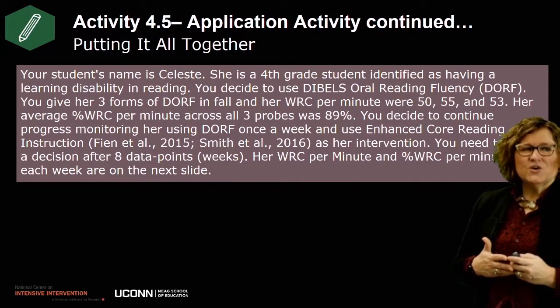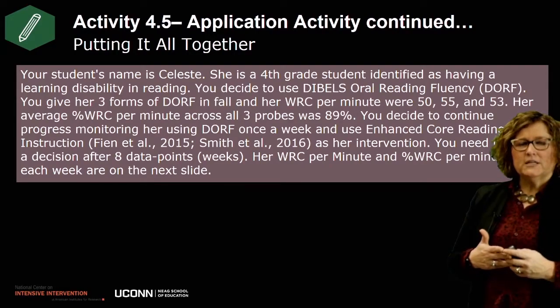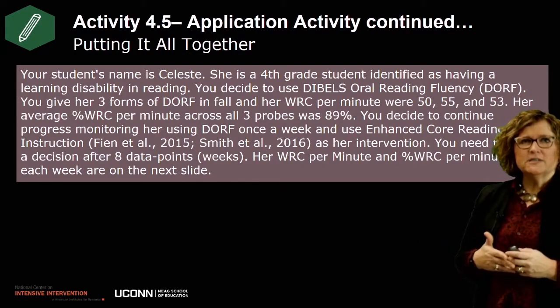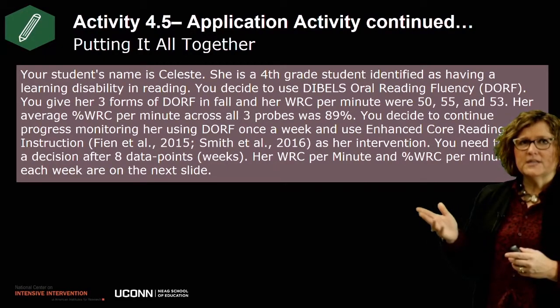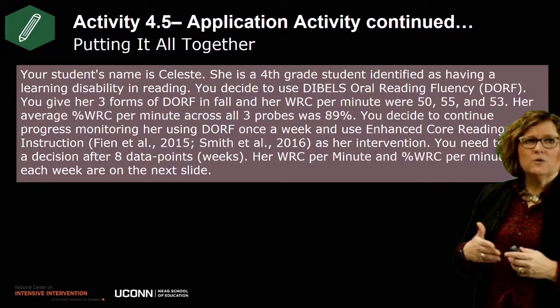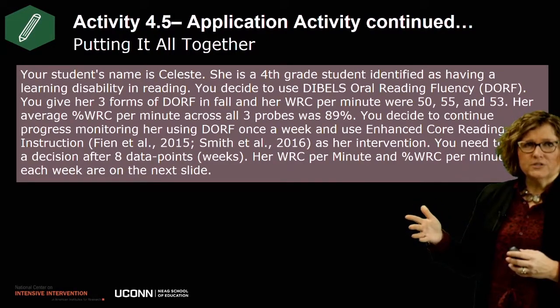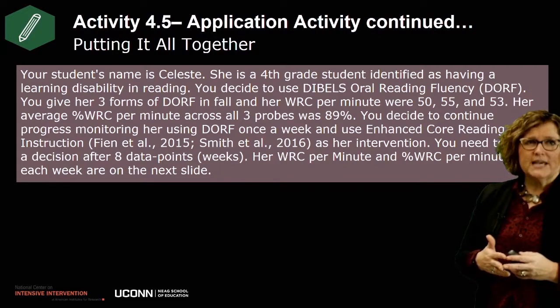Okay, so now you've got Excel open, and let's learn a little bit about our student. The student's name is Celeste. She's in 4th grade. She's identified as having a learning disability in reading, and you decide to use DIBELS Oral Reading Fluency. You give her 3 forms, that's the baseline data, in the fall, and her words correct per minute were 50, 55, and 53. Her average percentage per minute accuracy across all 3 probes was 89.